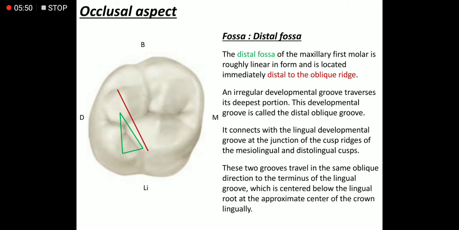Distal fossa. Distal fossa lies distal to the oblique ridge. It is traversed by the irregular developmental distal oblique groove. Later, this groove is joined by the lingual developmental groove. The lingual developmental groove continues to the lingual surface of the tooth and ends somewhere in the center of the crown.